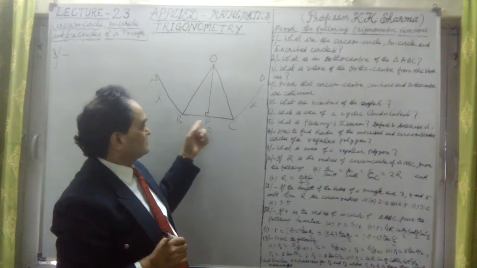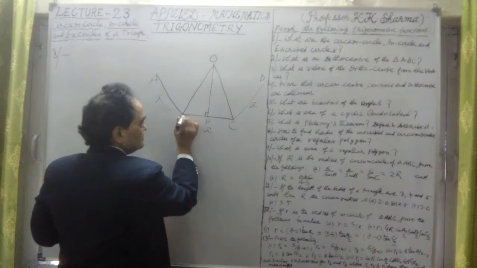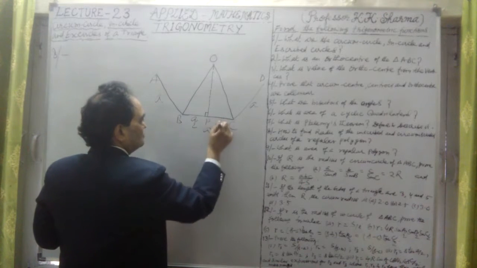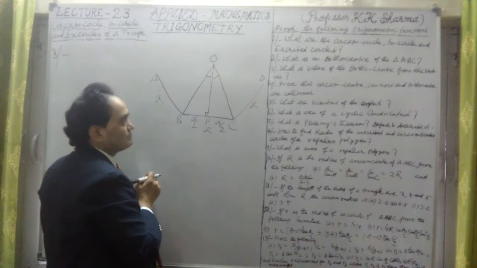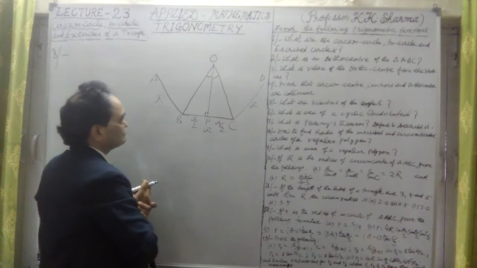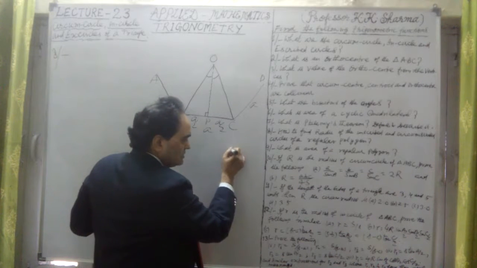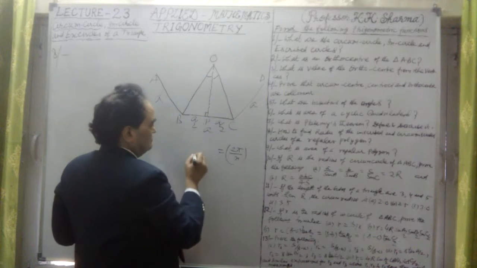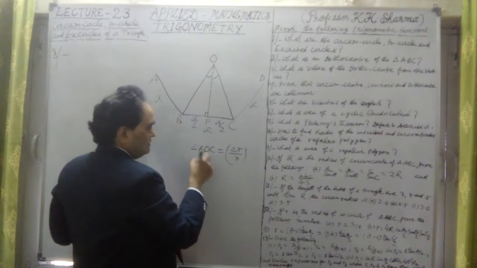Now because these are equal sides, this is a regular polygon, in this case BP is equal to PC. This is a by 2 length, and this is also a by 2. And these angles are also half angles, because this is the angle bisector. So what is the angle of a regular polygon? We know the angle will be 2 pi upon n. This is the value of the angle BOC.